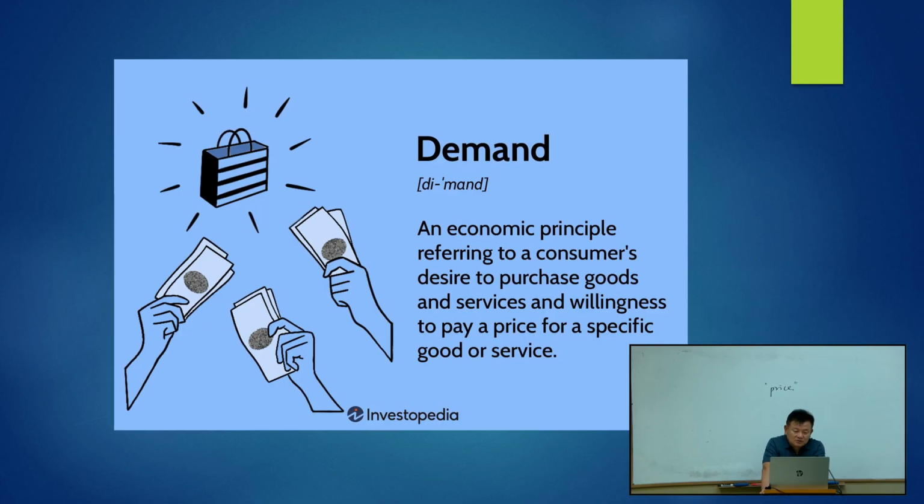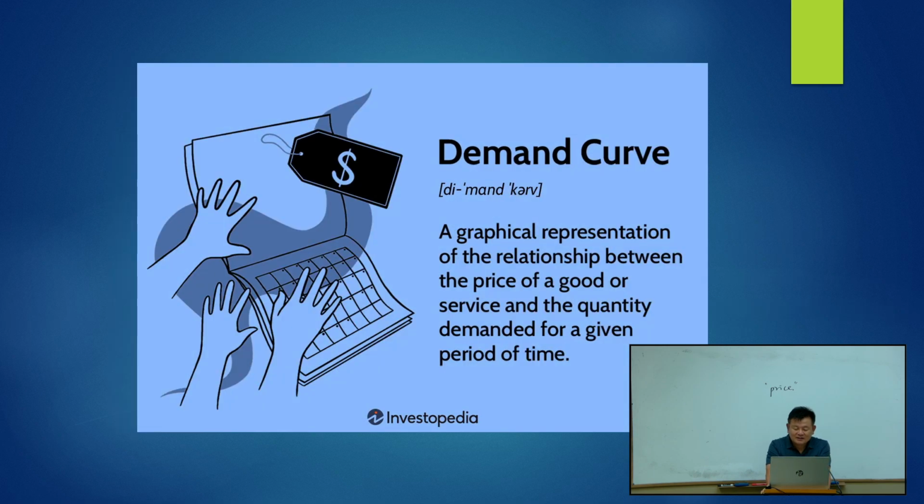I told you the key word is purchase, and another key word is price, pay a price. To purchase goods, I need them, and I have the chance or ability to buy something. And continuing, we review the demand curve.